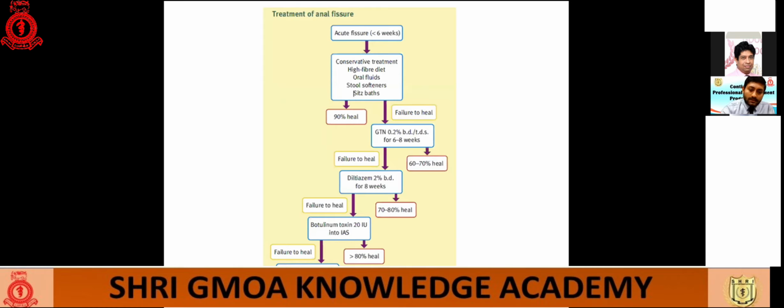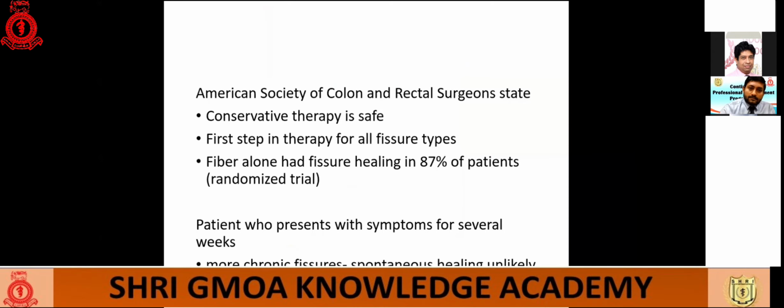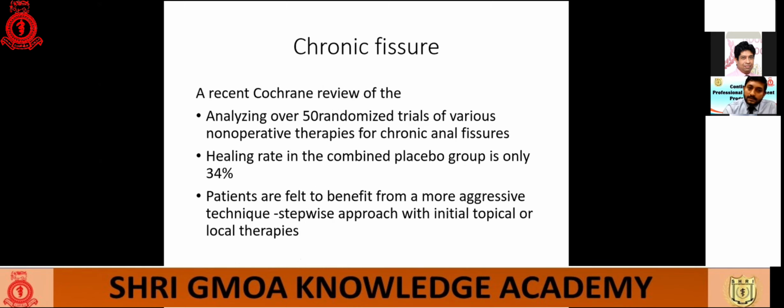So how are you going to treat these patients? The American Society of Colorectal Surgeons says that conservative therapy is the safest, and we should all try conservatively first. There's another randomized trial comparing a fiber-alone diet with other treatments. If you take fiber alone as a treatment for acute anal fissures, 87% of the patients get healed. So dietary modification alone is enough in certain groups of patients. But for patients who have persistent fissures for more than 6 weeks, you have to seek other modes of treatment.